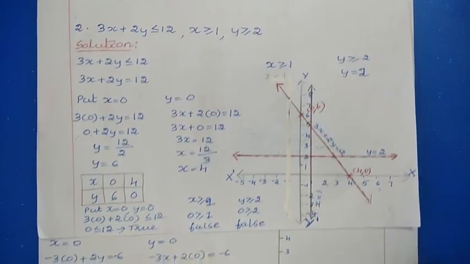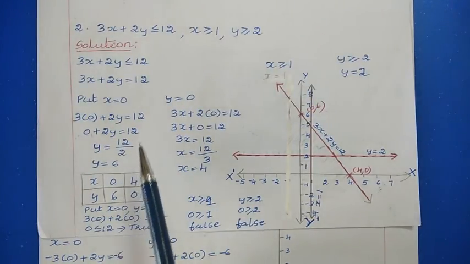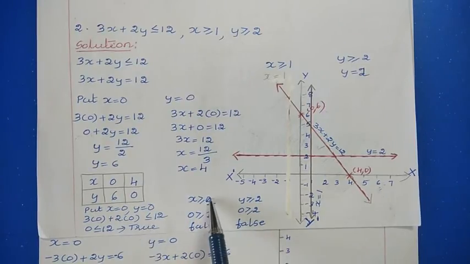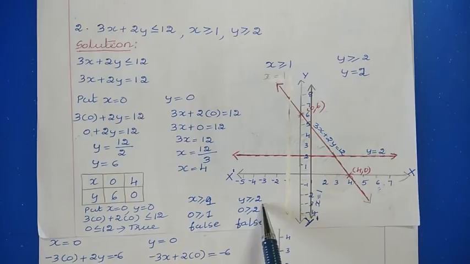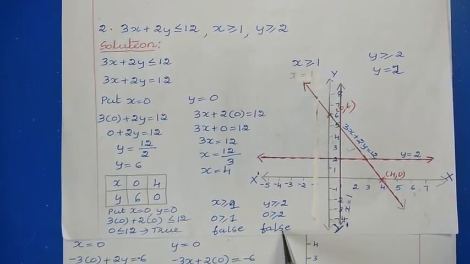So to shade the area, first let us check the inequality. First inequality I am taking, that is 3x plus 2y less than or equal to 12. Put x equal to 0 and y is equal to 0. Here 0, then 0. So 0 is less than or equal to 12. So 0 less than or equal to 12 means this is a true case. So here for this I am getting true. Then next, x is greater than or equal to 1. If I take the point 0, 0 is greater than or equal to 1. For this I am getting false. Then y is greater than or equal to 2. If I take the point 0, then I get here 0 greater than or equal to 2. That is false. So see here we got true for this, and false and false for the others.